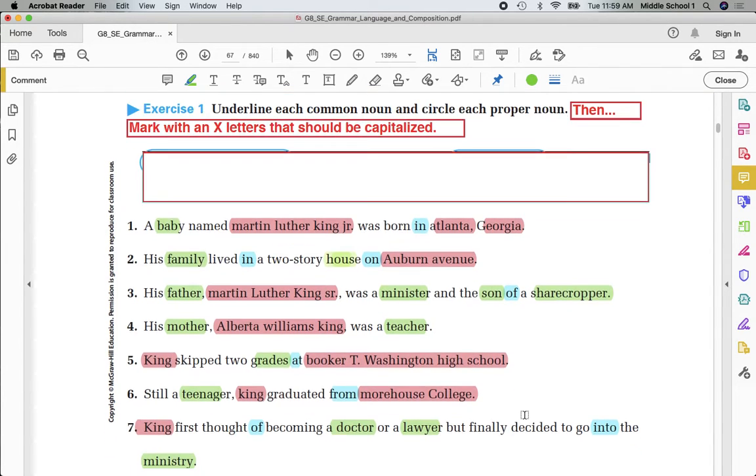Number 7. We start out by looking at the prepositional phrases, and the reason I want to take a look at the prepositional phrases, look how many words the sentence is. Of becoming a doctor or lawyer, into the ministry. And again, those objects of the preposition, doctor, lawyer, ministry, are common nouns, so I would underline them. The simple subject is proper, circle King. Again, of and into are prepositions.